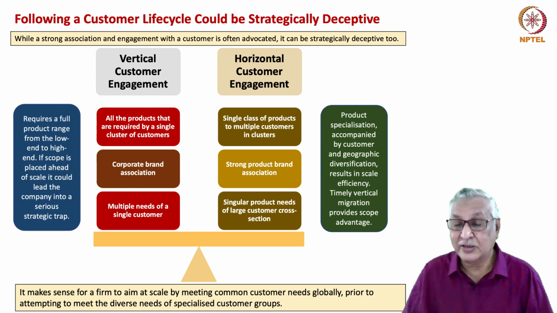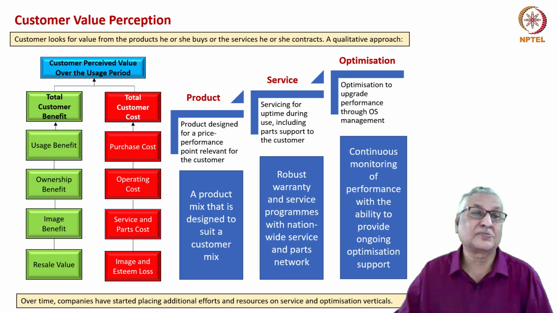On the other hand, try to make a product that could meet as many needs of the customers in as many geographies, build scale for that product, and then move to a different kind of product which could meet similarly other customer needs in other geographies as well. So, judicious horizontal customer engagement followed by vertical customer engagement is the best way in which strategically the customer life cycle could be integrated into the business plans.